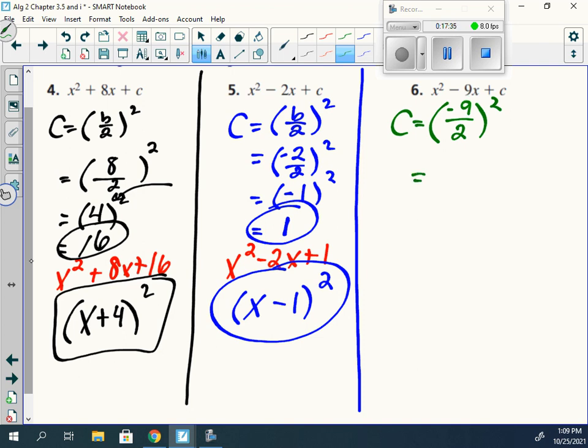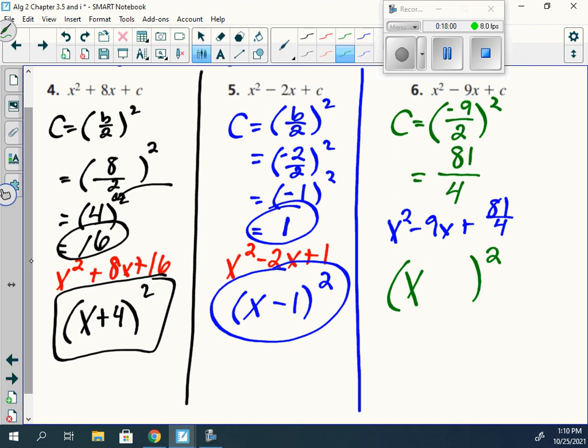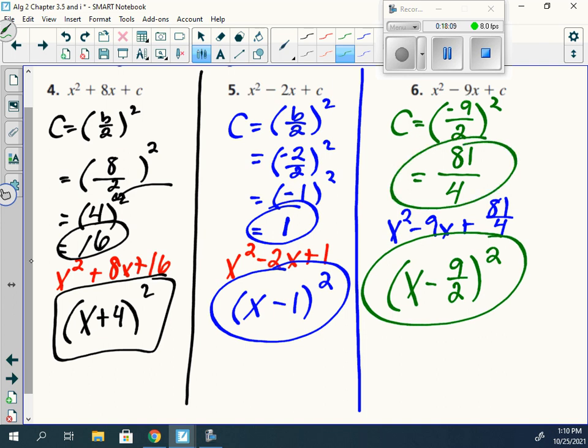Here we can go on and square it. Well, negative 9 times negative 9 is going to be positive 81. 2 squared is 4. So our equation that we have would be x squared minus 9x plus 81 fourths. Inside the parentheses, we're going to have what? x minus 9 halves. And that's it.